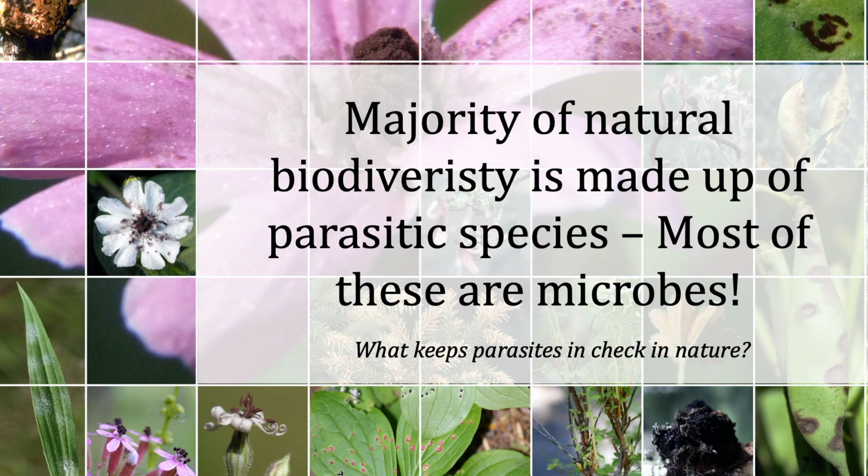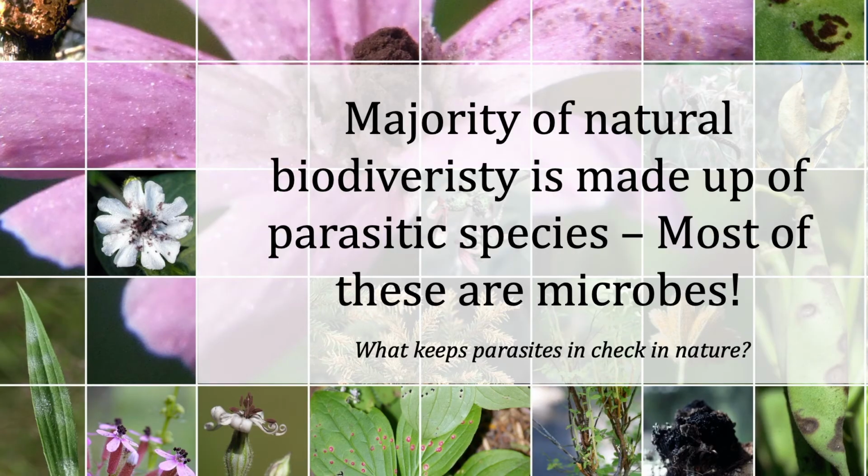The majority of natural biodiversity is made up of parasitic species, and to me this has always been astonishing. By definition, parasites impose a fitness cost on their host, so the parasite benefits while the host only suffers from this interaction. And how can such an interaction be stable in natural communities to the extent that it is in fact the most common way of making a living on Earth?